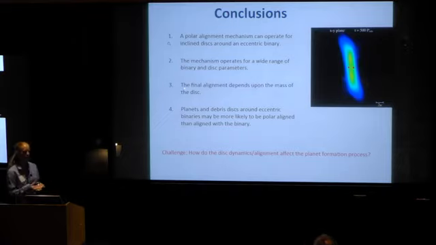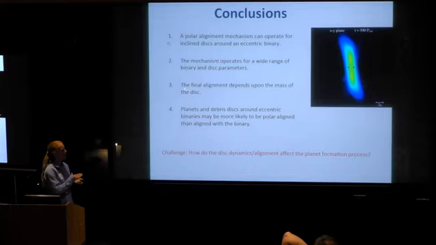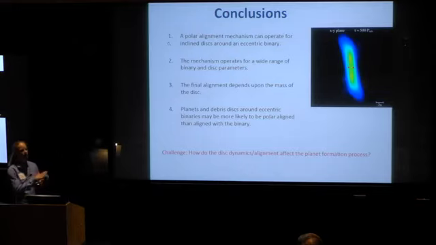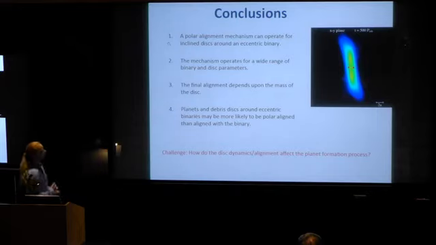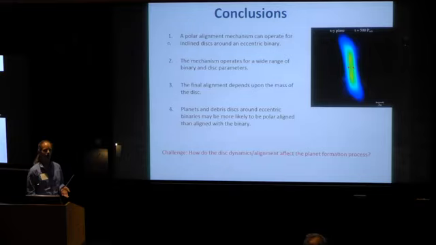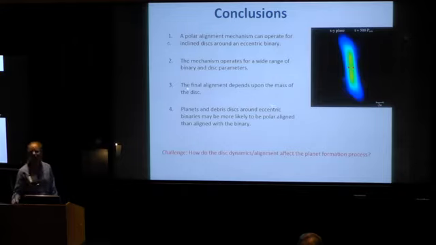But if the dispersion occurs more slowly, then during this time the disk could move to polar, to 90 degrees, dragging the debris with it. So planets and debris disks around eccentric binaries may actually be more likely to be polar aligned than aligned with the binary orbital plane because of this process. So I just left a challenge. How is this going to affect the planet formation process? Thanks for your time.